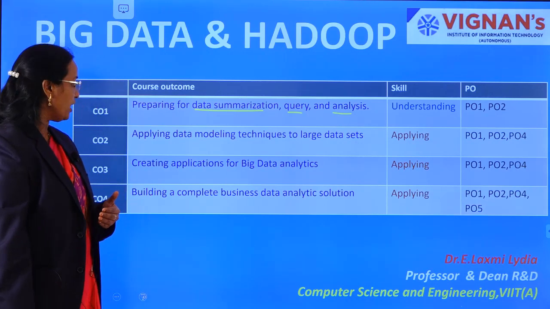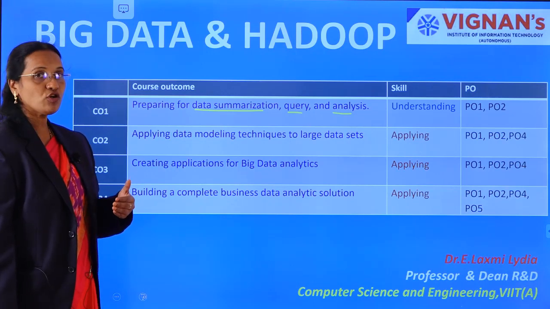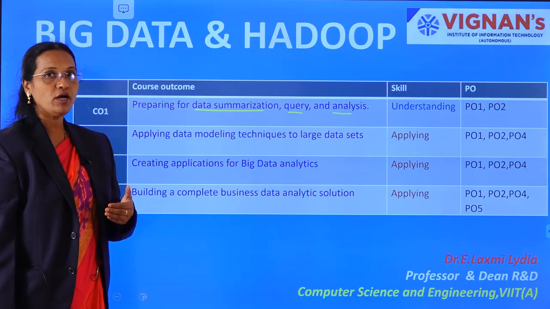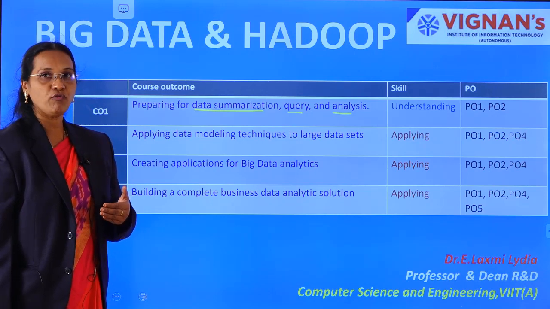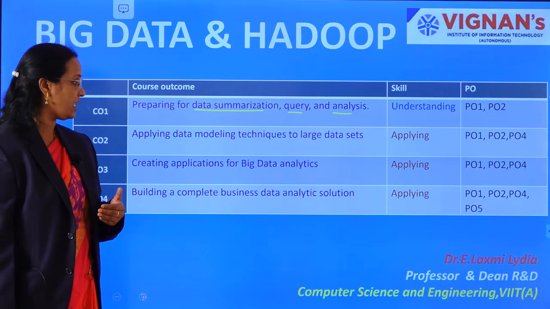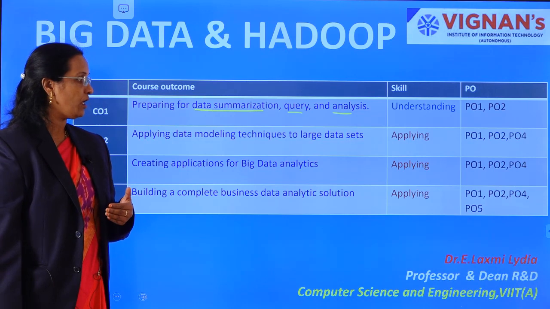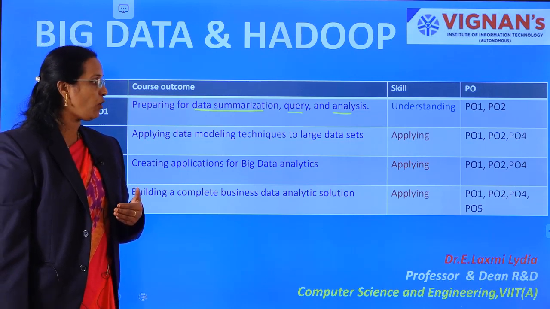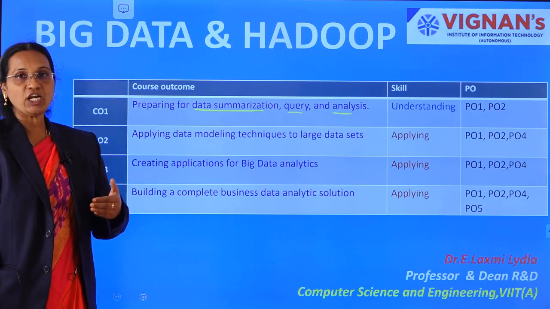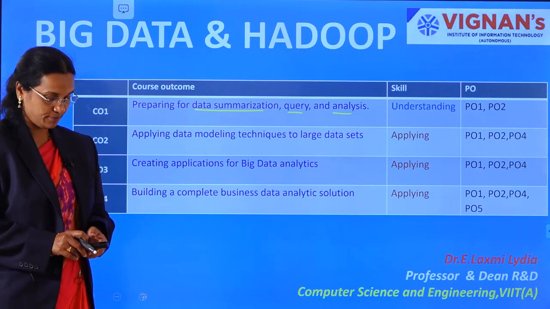The course outcome 3 is about creation of applications on big data analytics. This also will create a skill of applying, and through that we are going to achieve the program outcomes PO1, PO2 and PO4. The last course outcome is building complete business data analytics solution, and through that we are going to achieve the skill of applying, and through that we are going to achieve the program outcomes 1, 2, 4 and 5. So overall, by the end of Big Data Analytics course, we are supposed to achieve these 4 course outcomes.